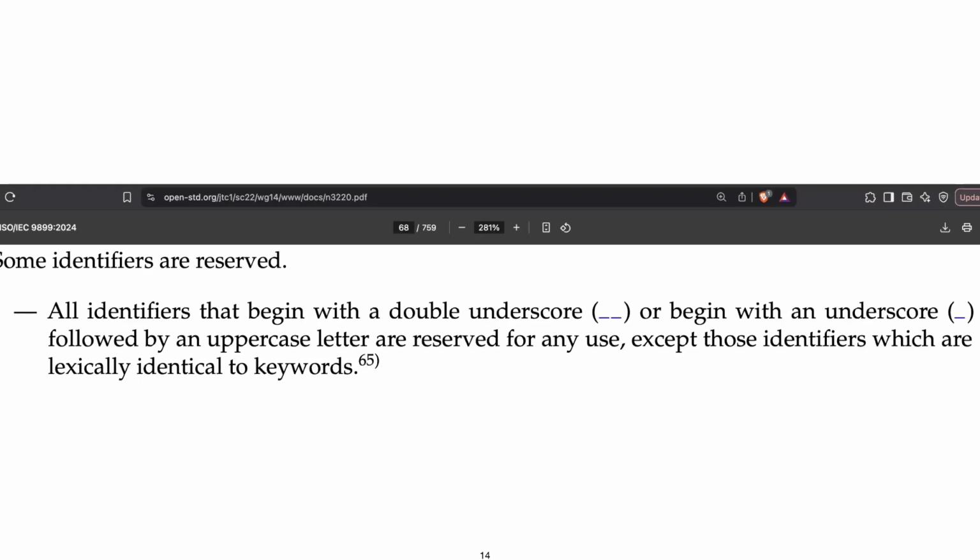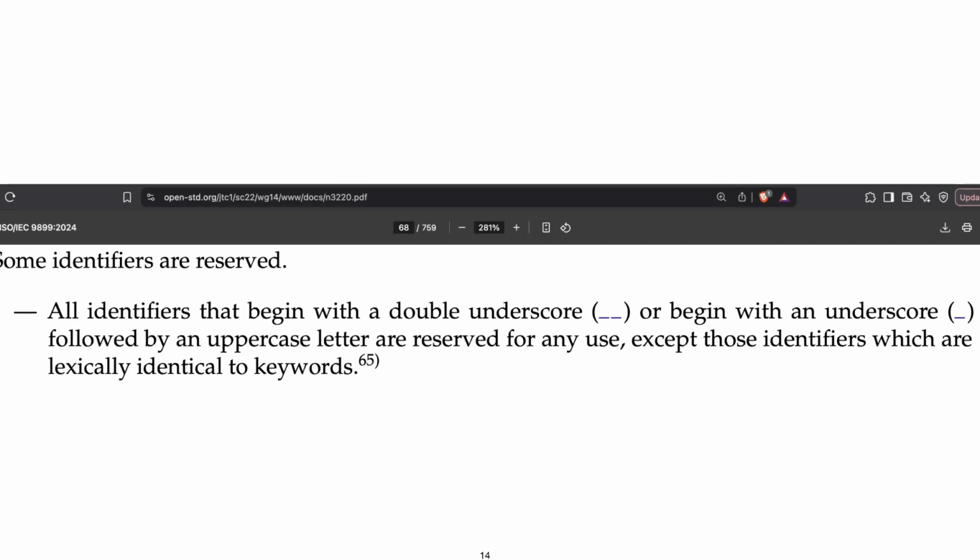Now, some identifiers are reserved. So it is generally recommended that when writing our own identifiers, we should not begin their names with a double underscore or a single underscore, because the C compiler uses these for its internal purposes. It's not that you cannot do it, but it is recommended that you should not use such kinds of names. So yeah, that's all about identifiers and keywords in the C programming language.